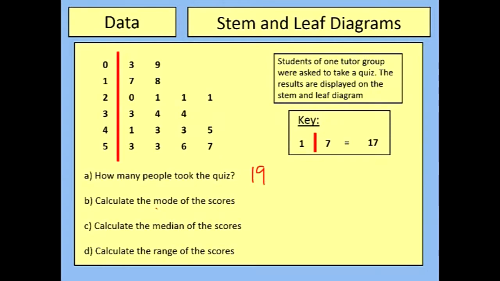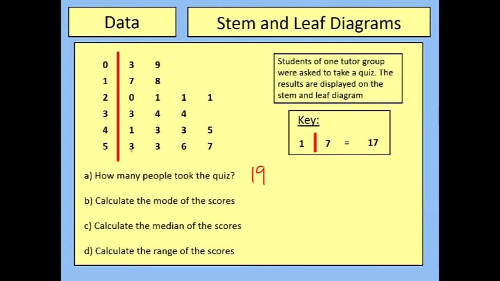Okay, calculate the mode of the scores. Now, you normally recognise the mode as the most common number in a list, and that is still the case here. It's the most common number, but you have to be careful. Some people look at the leaves here and find the most common number, and you'll actually notice there are a lot of 3s here. We've got 1, 2, 3, 4, 5, 6 3s. So some people would put down the mode as a 3, but that's not the correct answer.